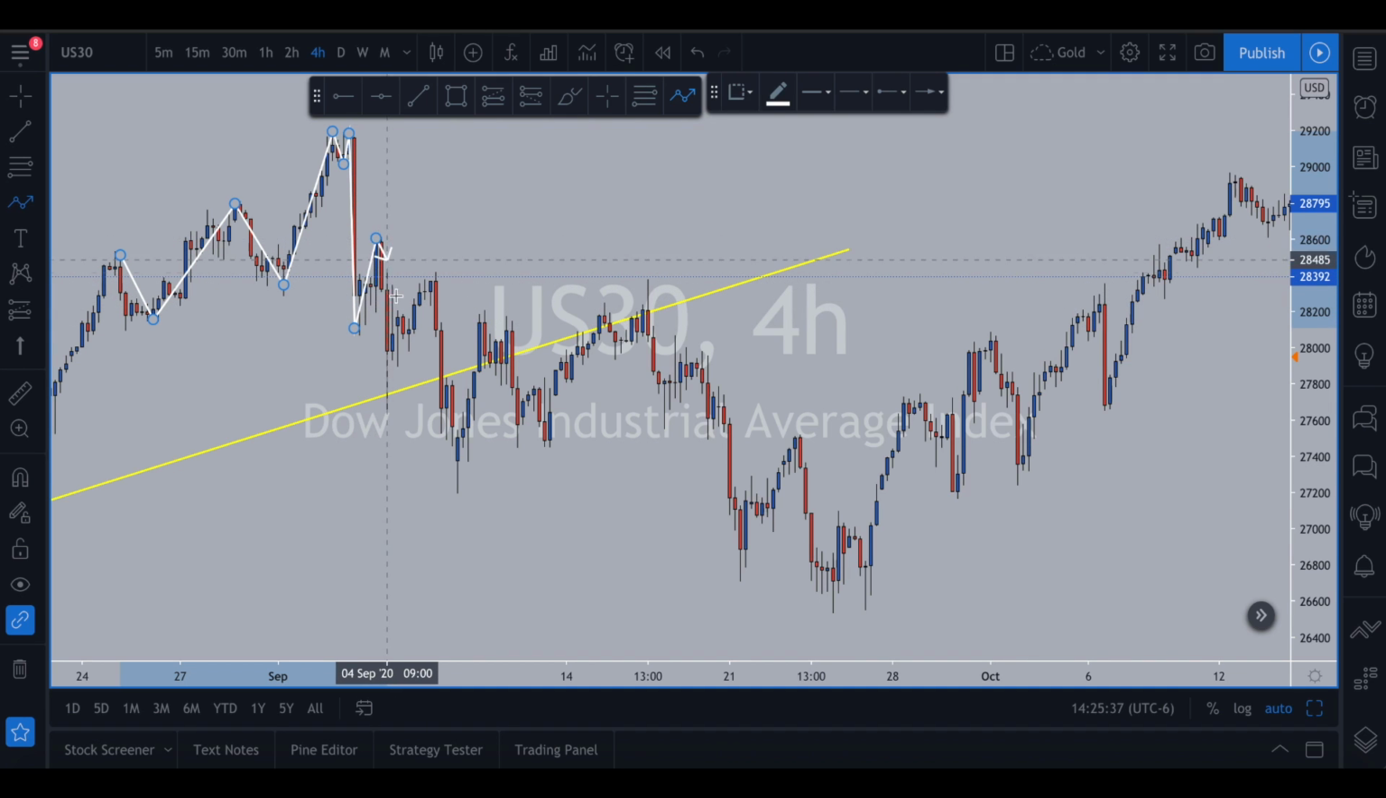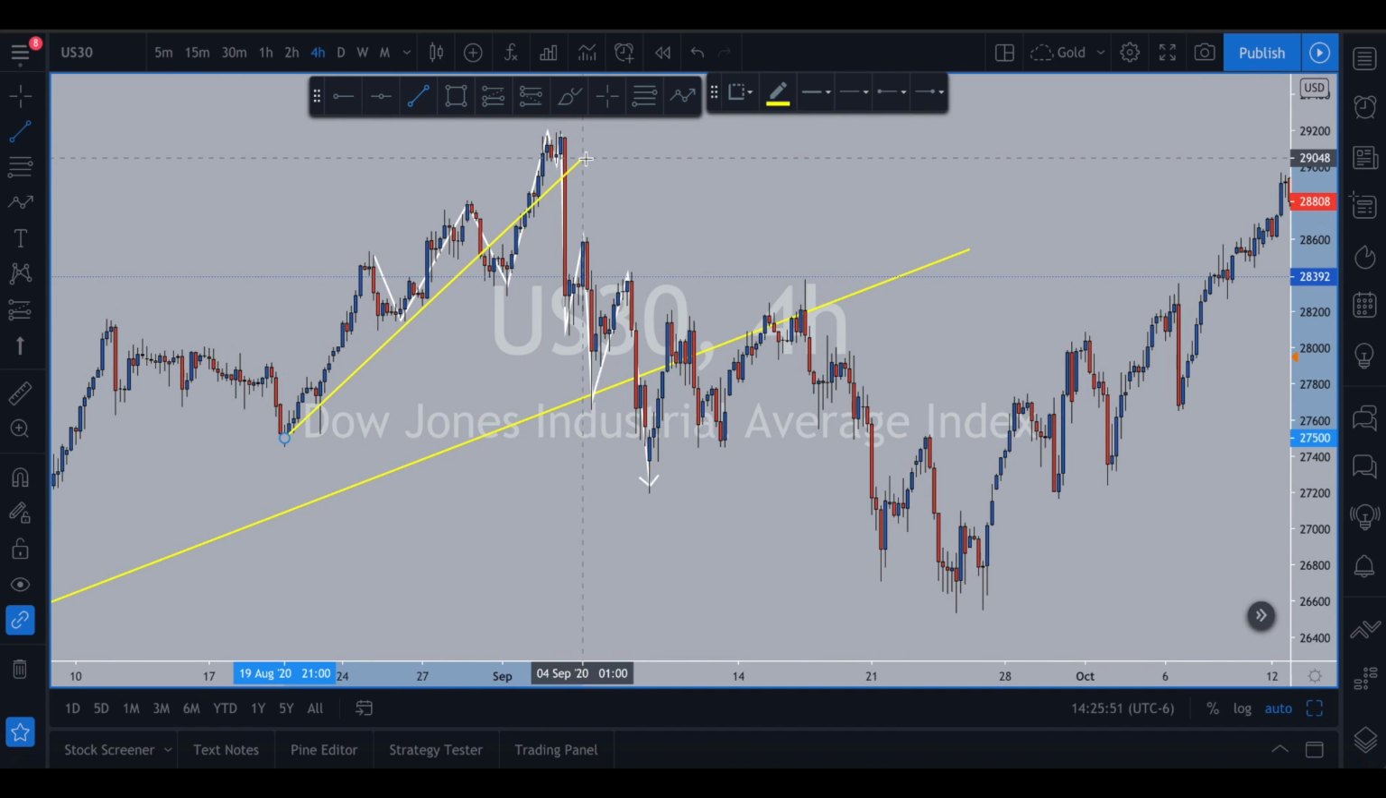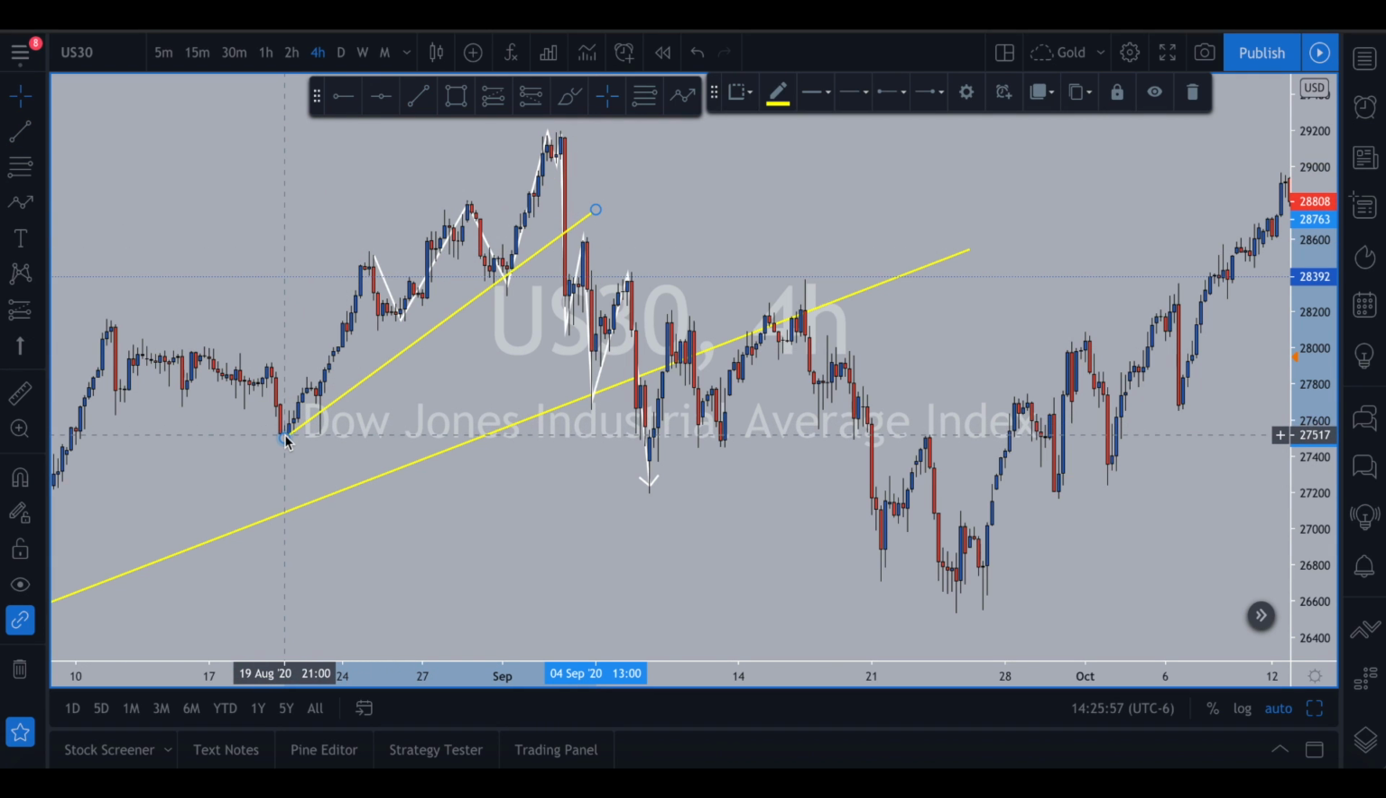This market turns into a bear market. Lower lows and lower highs. And even if you had your trend line, even if you had your smaller trend line, let's say from here to here, you still see what's going on. I kind of like this one right here though.